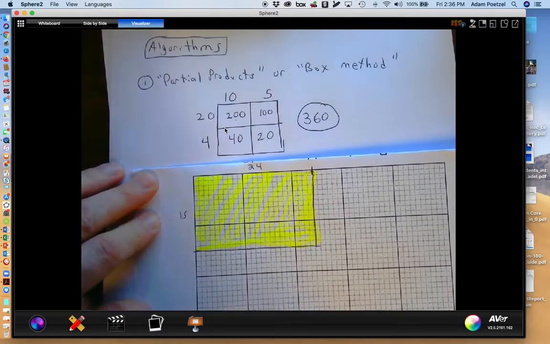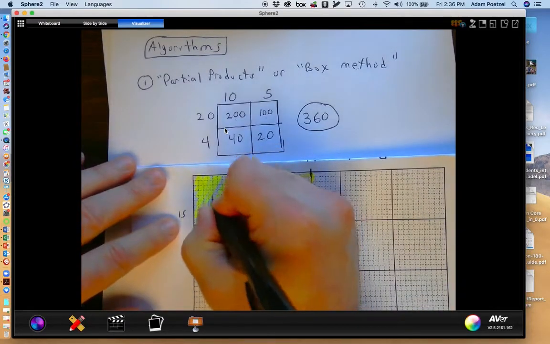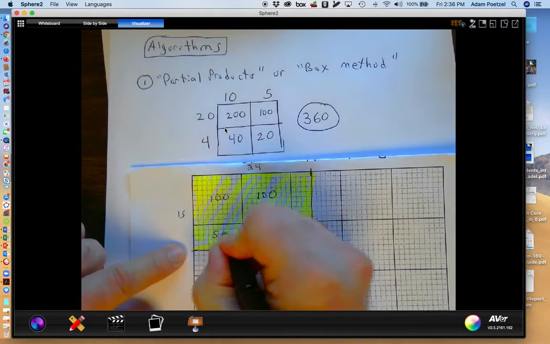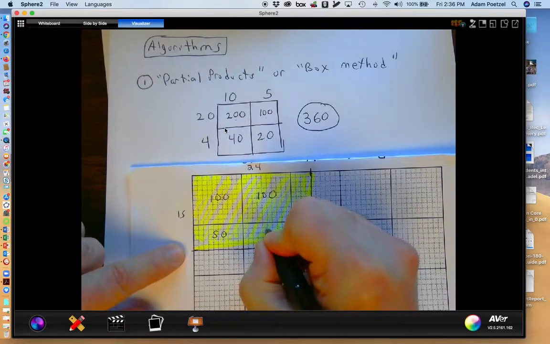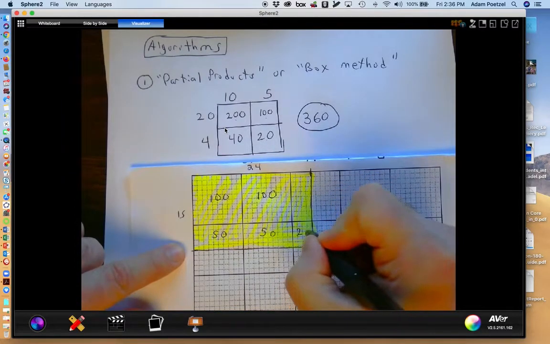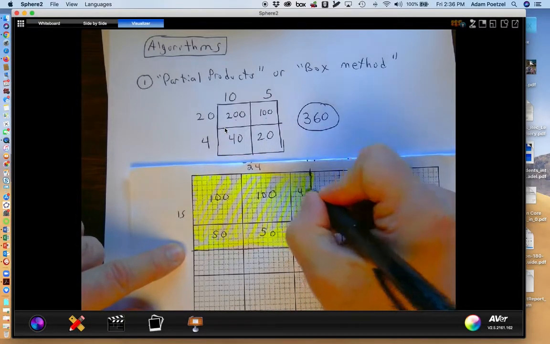And like before, if we were to look at each section, it makes it easier to count. We know each of these full boxes is 100. This one was 5 groups of 10. This one here was 5 groups of 10. This one here would be 20, and this one here would be 40.